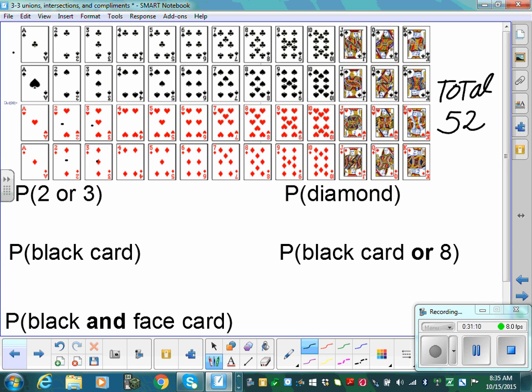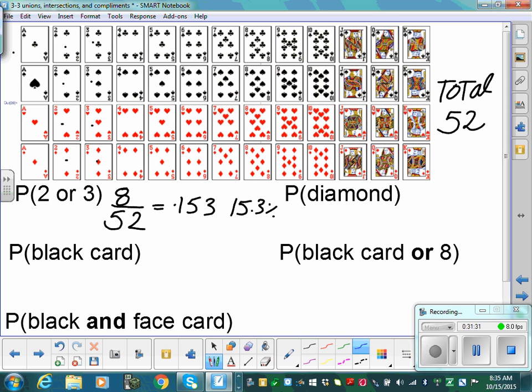So how many cards are a 2 or 3 in the entire deck? 1, 2, 3, 4, 5, 6, 7, 8. 8 out of 52. So that's the probability. Calculate it: 8 divided by 52. That's 0.153, so a 15.3% chance of landing on a 2 or 3. Does that make sense, everybody? Okay, let's do another one.